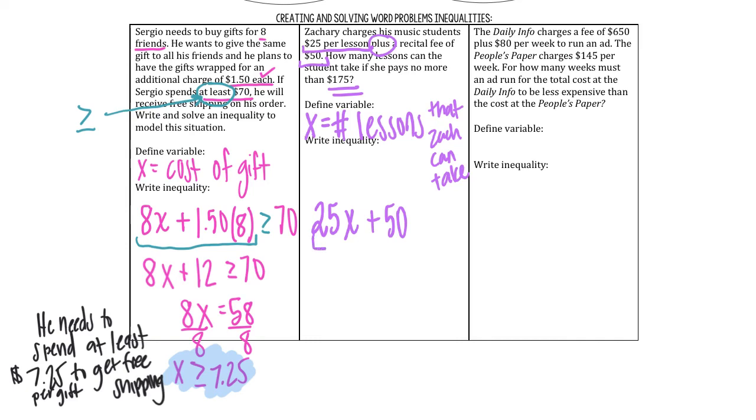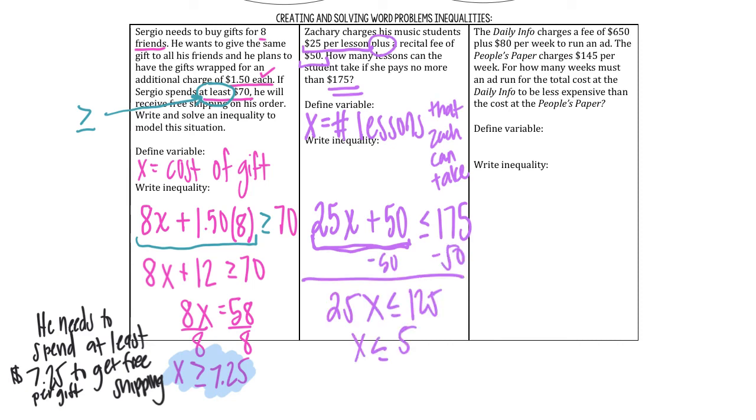He wants all of this to total no more than what? Look back at the problem. He wants it to total no more than $175. So we need this total cost on the left to be less than or equal to $175. See if you can finish up solving from there. Hopefully you were able to get x is less than or equal to 5.